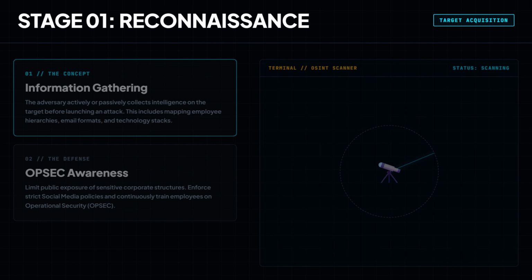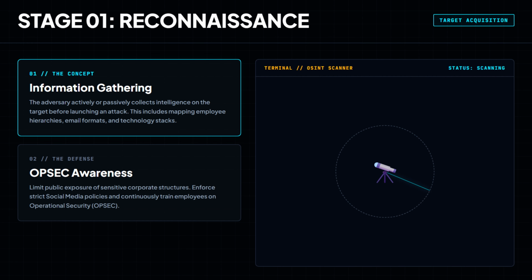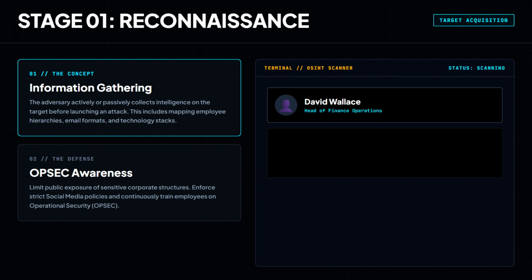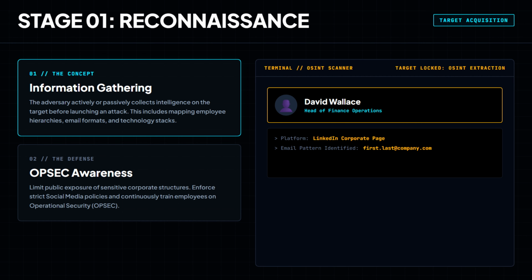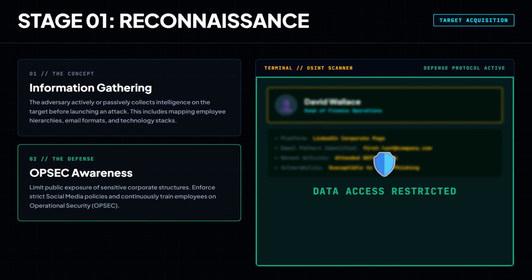First step is reconnaissance, which means gathering information. Here, the attacker gathers information about the target before the attack. They look for employee names, email formats, software used, and social media information. Practical example: identifying the head of the finance department by looking at LinkedIn, then creating a believable phishing email with that information. This step is directly related to OSINT, because most of the information is gathered through OSINT. How to prevent it: be aware of social media and limit the company's public information.